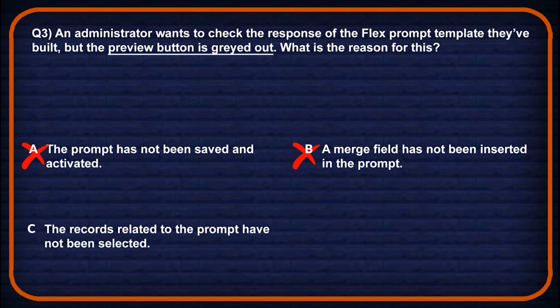Option C. The records related to the prompt have not been selected. The preview button requires records to be selected so the prompt can be tested against actual data. Without records, preview remains disabled. Hence option C is the correct choice.